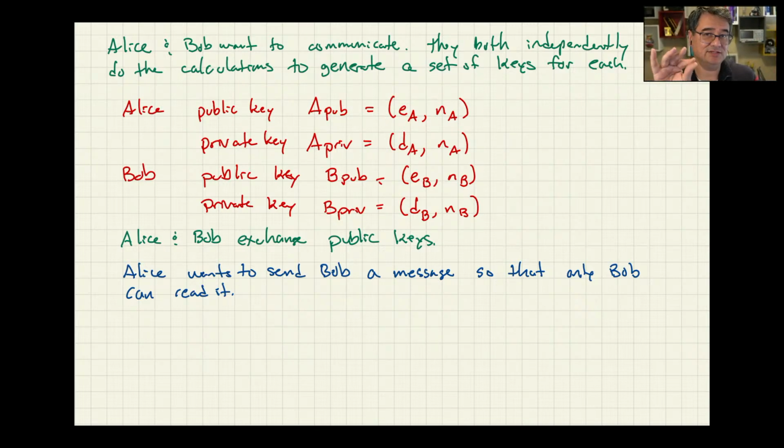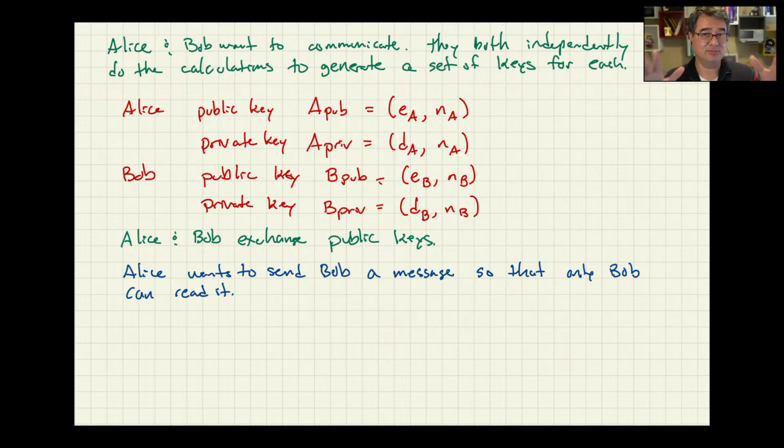They'll keep the E, D, and N. So Alice will have what she calls her public key. And that public key, A pub, is made up of her E number and her N number. She's got another key called her private key, which we'll call A priv, which is made up of her D number and her N number. Bob also has a public and a private key made up of his E number and N number, and D number and N number.